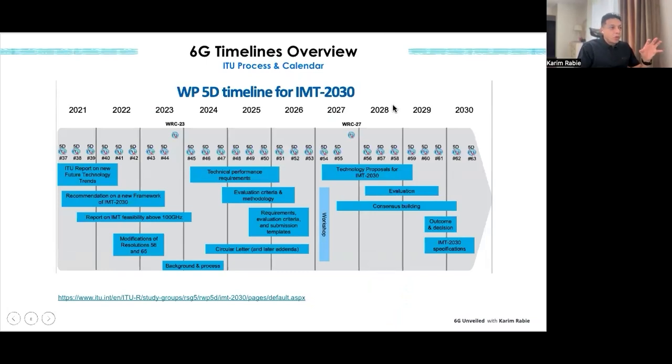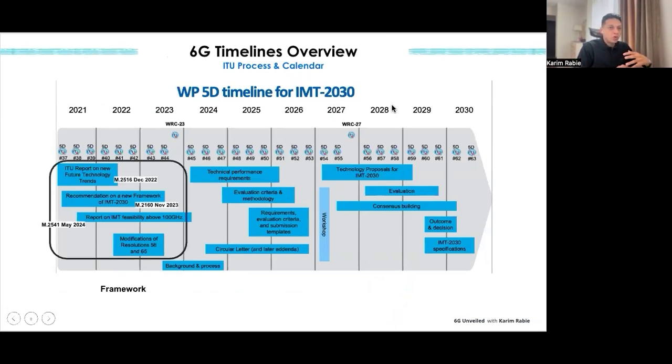So now I'm zooming in on the work of Working Party 5D, which is the IMT, the one that is delivering the IMT specifications. And usually in the life cycle of a specific technology standardization from the ITU perspective, we have three stages. The first stage is where you do the framework, and it all starts with something called the FTT, the Future Technology Trend Report.